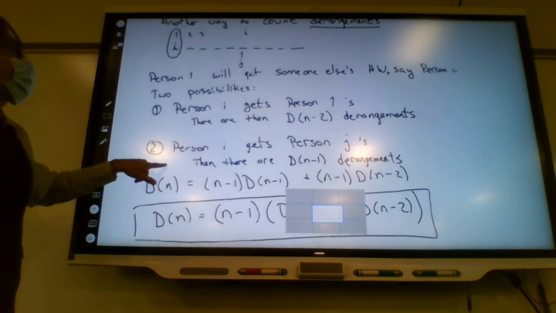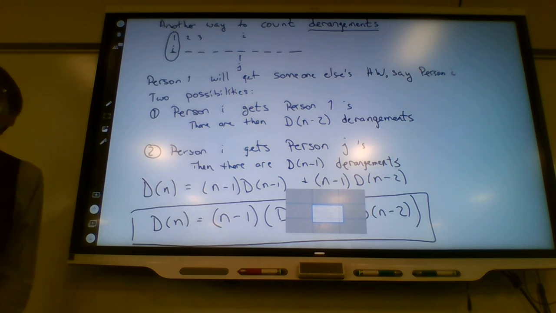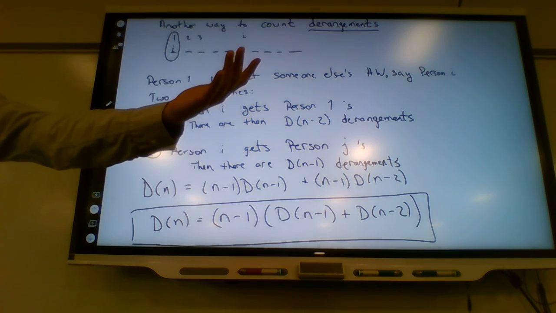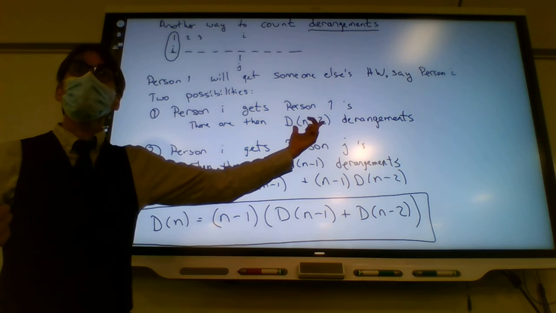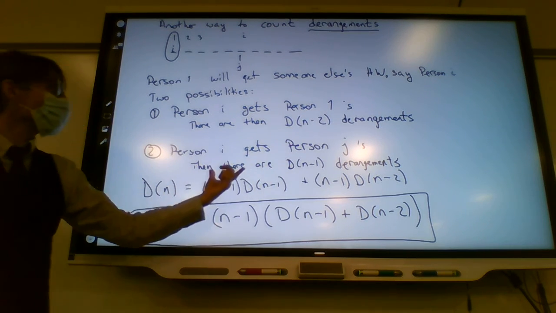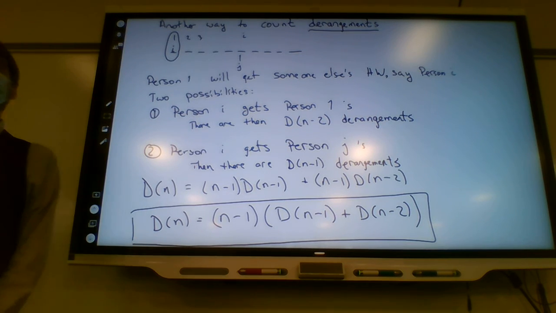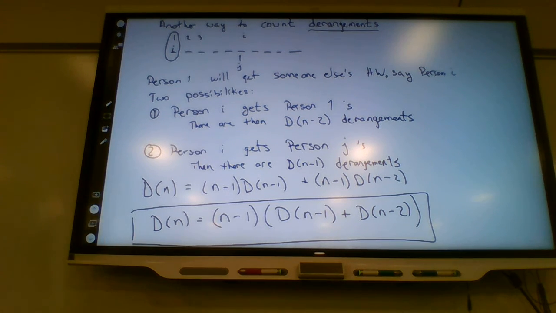What happens if person i does not get person one's paper? Now there are n minus one people, and there are even more ways to mess that up than there were here. So we have a whole bunch of ways to mess up everyone else's papers, right? N minus one people in that case. So if we're going into this situation knowing that everything's going to be derangements, doesn't that kind of defeat the purpose? No, that's what we're trying to do. We're trying to count the derangements.